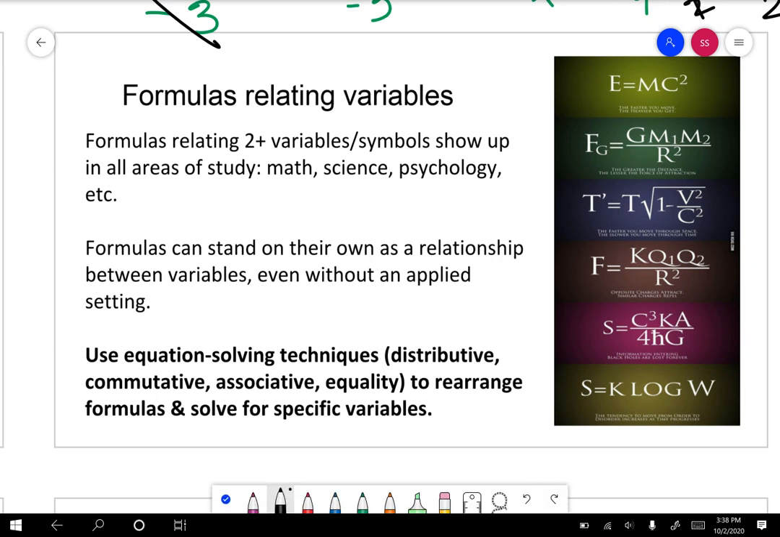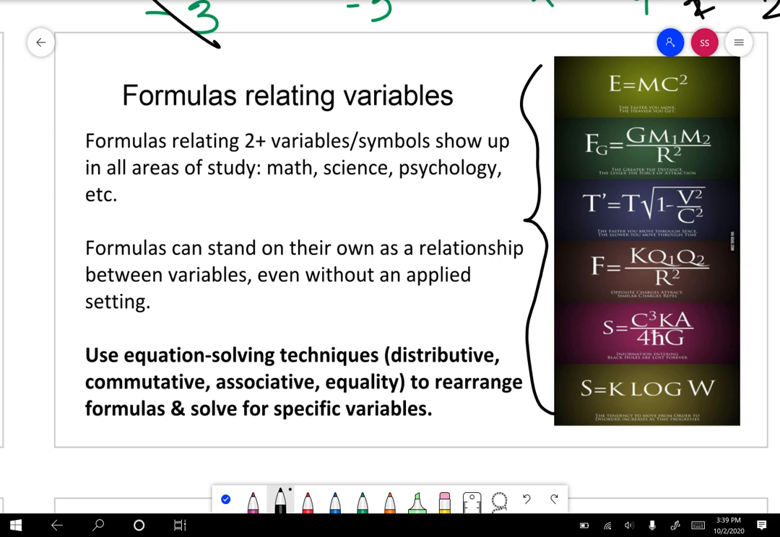So you can see over on the side some of the more famous equations. I'm sure a lot of you have heard the equation E equals mc squared. Maybe you don't know what it is, but you've probably heard it before. That one's basically saying the faster you move, the heavier you get.